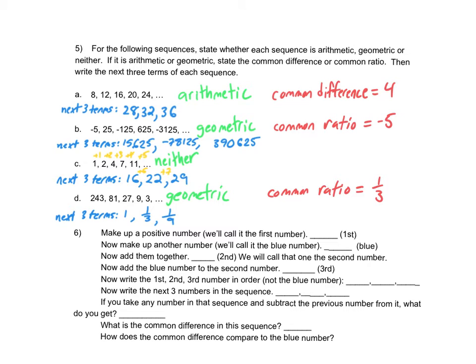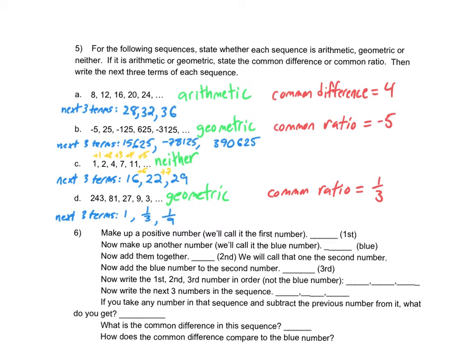Okay, so let's go ahead. This time we're going to make up some numbers here. So I would like you to think of a positive number in number 6 and just put that number down into this area here. Okay, so put your number in there. And now you're going to make up another number, and we're going to call it the blue number just for the sake of calling it something. And you're going to put another number here. Okay, now I want you to add them together.